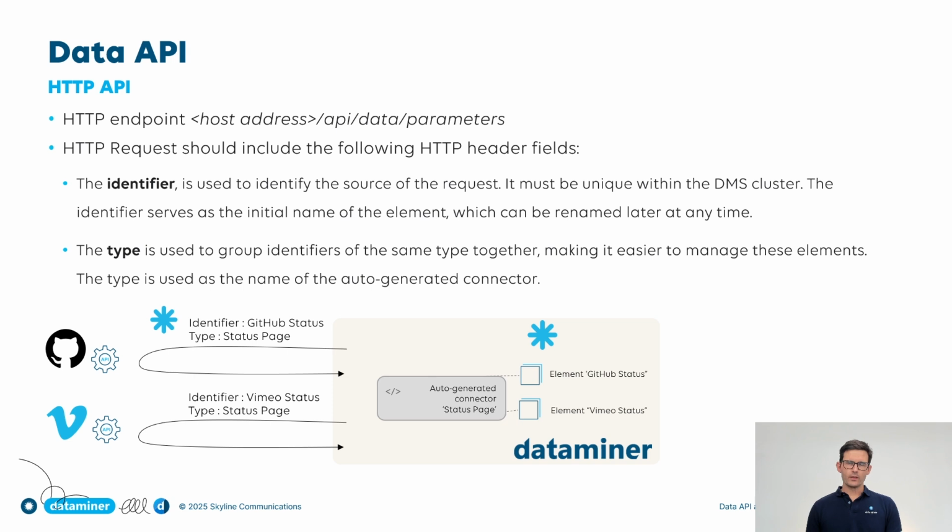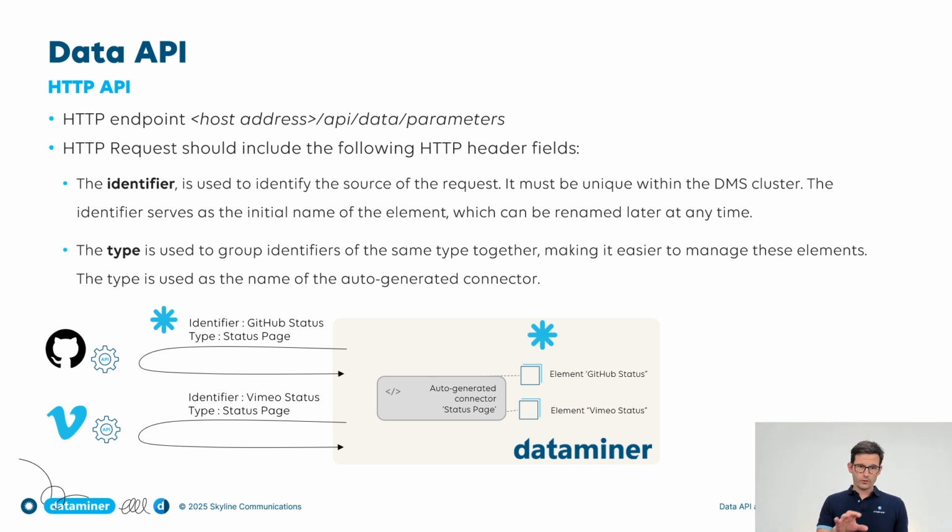Second header is the type. The type is used to group identifiers together, to be able to easily manage them later. All my water meters have different identifiers, but they're of the type water meter. That makes it easy to manage those elements because in the backend, all these elements will have the same connector, and you will be able to use alarm templates and trend templates and apply them to all these elements with the same type. So this type is used as the name for the auto-generated connector in the backend.